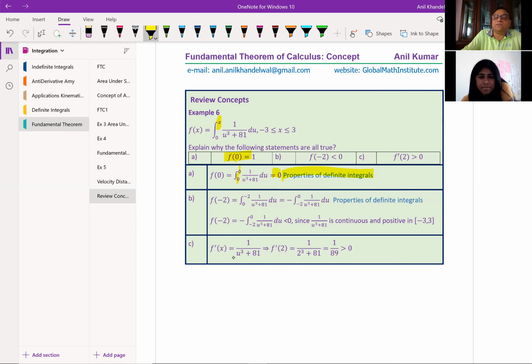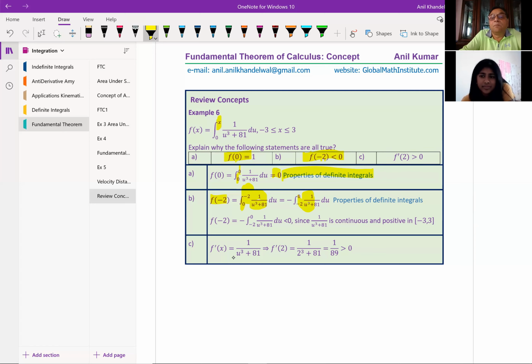The second one is f of minus 2 is less than 0. How do we figure this out? Well, f of minus 2 is kind of an area, right? Which we have to find of this particular function. Now, area is going to be positive for this function, correct? However, the limit is from 0 to minus 2, because f of minus 2 means the upper bound is minus 2. Do you see that?